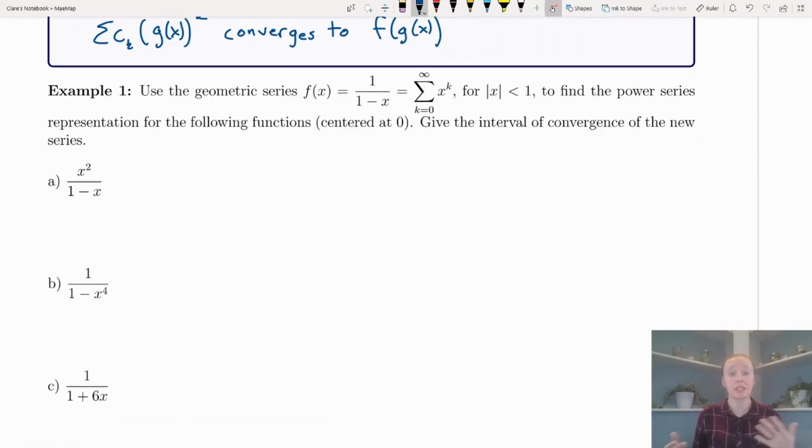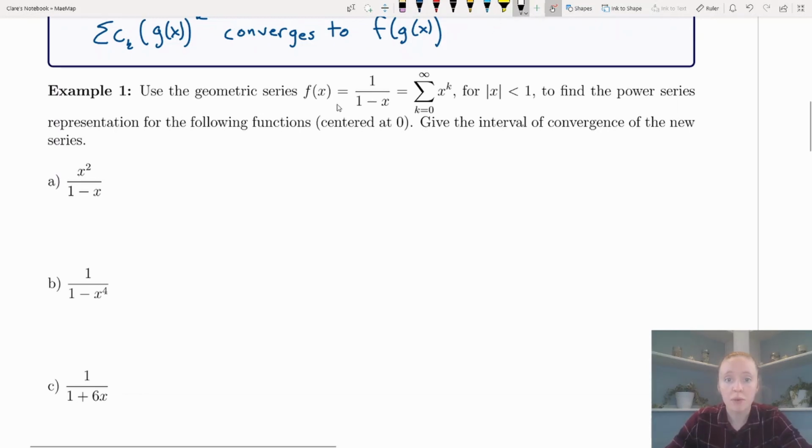Now let's dive into some examples applying the theorems above. For example 1, it says to use the geometric series f of x equals 1 over 1 minus x, which is equal to the summation from k equals 0 to infinity of x to the k for the absolute value of x less than 1. So that's when that series converges, because we can only apply those theorems when we're converging. And we're going to use that to find the power series representation for the following functions centered at 0. And we're going to give the interval of convergence for that new series.